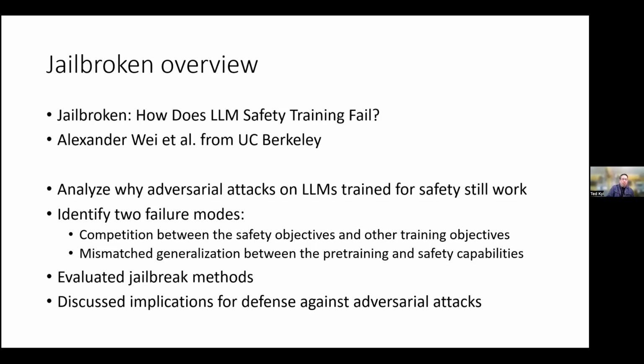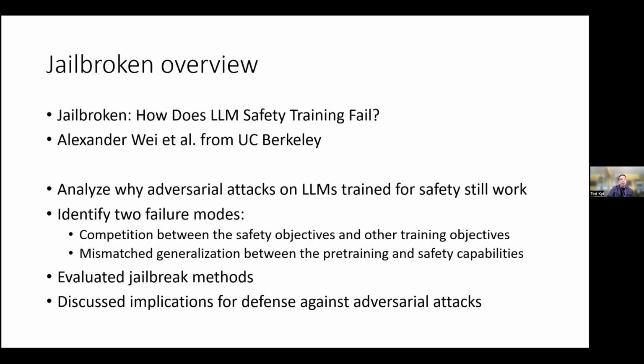Like I said, in this paper they look at why it is that adversarial attacks work. There are plenty of people who've published attacks that work. What they did is ultimately say, we think that these fall into two categories. One is where you have a competition between the safety objective that they tried to train the model with and the other original training objectives that they had before applying safety stuff. The other category is mismatched generalization between the pre-training and the safety capabilities. We'll get into what those two different things mean.